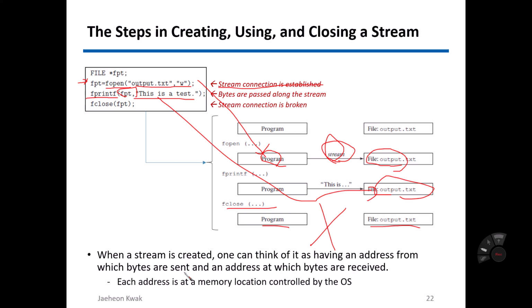When the stream is created, we can think of it as having an address from which bytes are sent and an address at which bytes will be received. All these addresses will be controlled by the operating system.